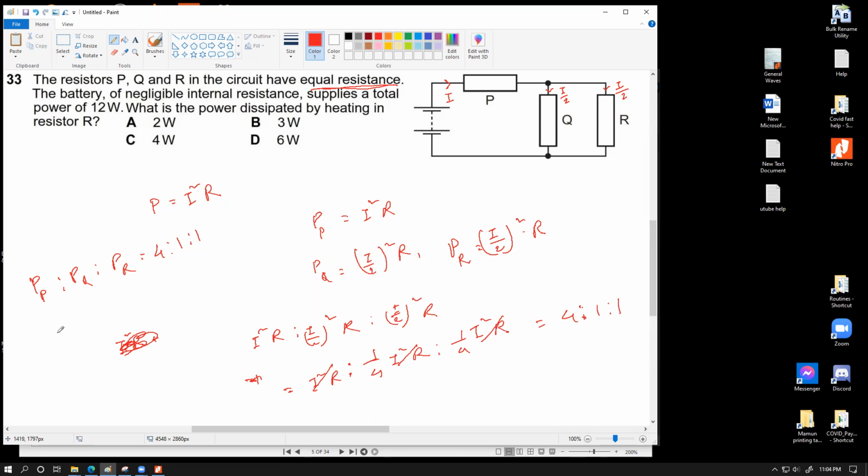Once I know this information, the rest of the part is very simple. You just have to divide 12 in this ratio and find out how much each has. So this part is going to be the power of R. This is going to be 1 divided by 6. 6 comes from the sum of all the ratio components, multiplied by 12, gives you 2 watt. That's the answer.